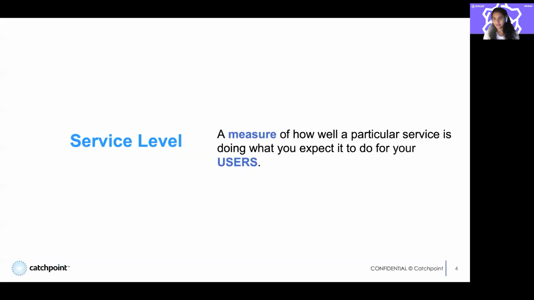So what is a service level? A service level is basically a measure of how well your service is doing what it's supposed to do for your users. Again, notice that I said users, and that's highlighted because that's going to be the core of what we're going to be talking about today.